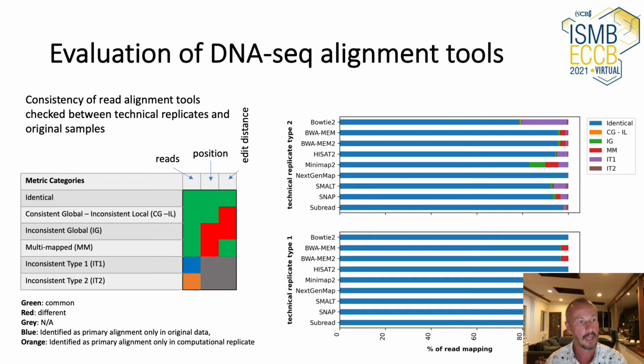And multi-mapped reads, meaning that in the original data, the read is mapped to position X, but in the altered data, the read is mapped to position Y. However, the edit distance is the same. So really, the read is multi-mapped, but we just didn't know that. So the tool which classified the read as uniquely mapped was wrong in that sense. And then we have inconsistent type 1 and inconsistent type 2, meaning that the read was reported with the primary alignment in the original data, but was not reported, or reported as not a primary alignment, in the altered data. The results are on the right.